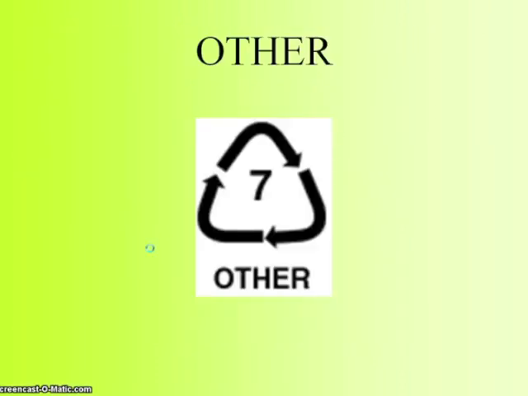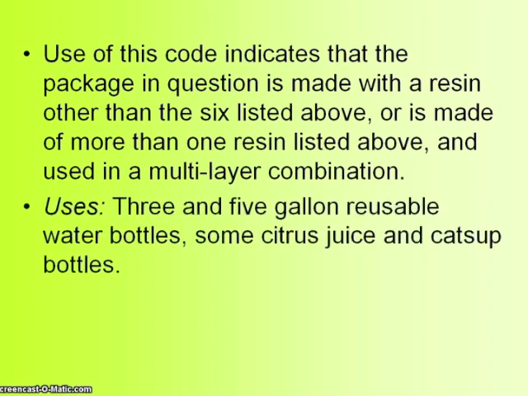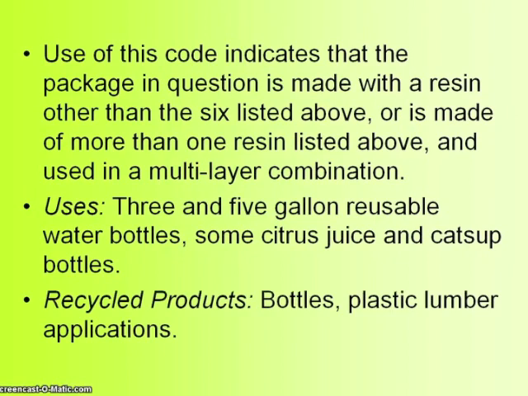And then we finally have other. Other is just made up of lots of different other plastics that aren't as common, that aren't in the first 6 categories, or a combination of the plastics. And uses: 3 and 5 gallon reusable water bottles, some citrus juice containers, some ketchup bottles. It can be recycled into other bottles, plastic lumber applications.